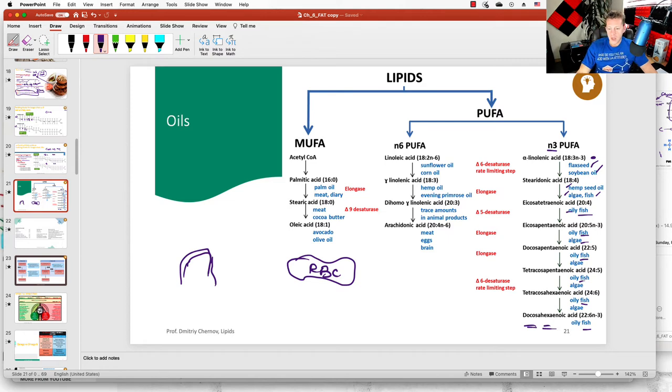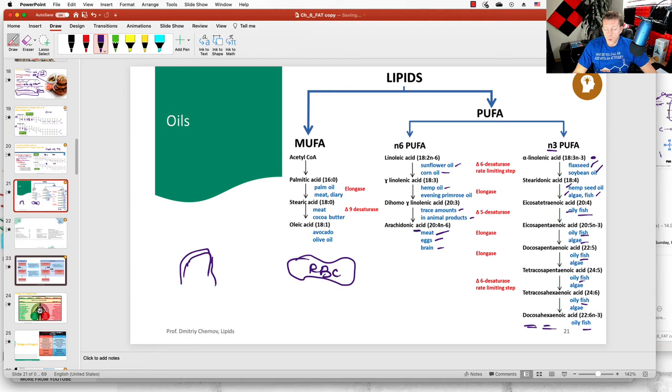And if you look on the opposite side, omega-6, they also are important, but look where they're coming from. Meat, eggs, which is good. Brain. How often do you eat brain? I've tried it once. Trace amounts, animal products, hemp oil. Hemp oil is good. Evening primrose. Corn oil, safflower oil, yeah, good products, good oils, yeah, meat.